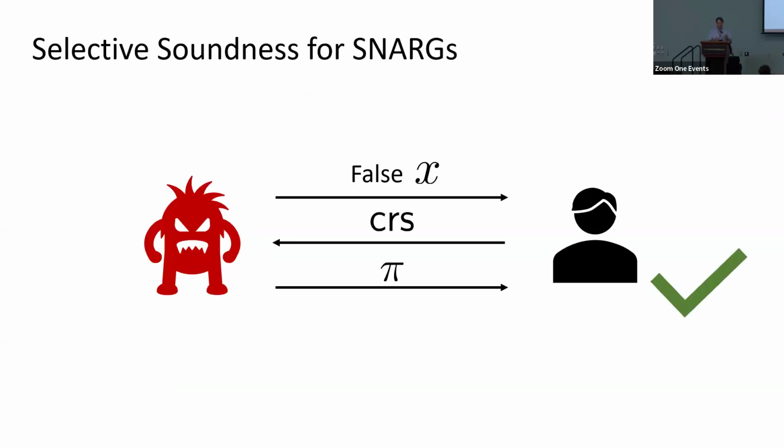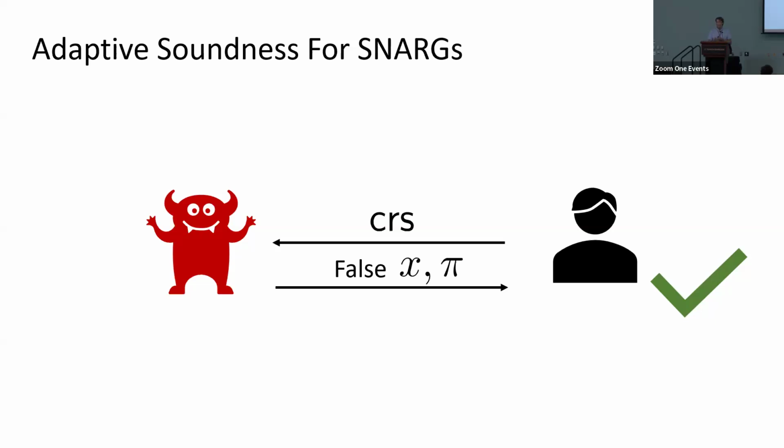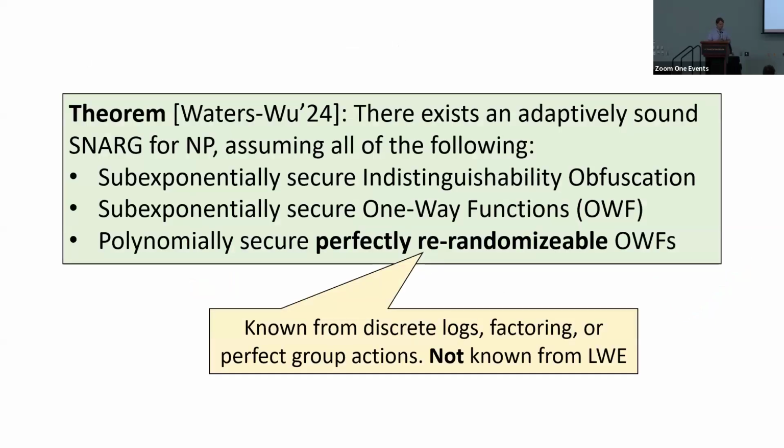As discussed also in the last talk, there are a couple notions of security we might care about for SNARGs. So one is selective soundness. Here, the adversary chooses some false statement X, then gets to see the CRS, and then has to produce a proof pi for that X. But what we really want is adaptive soundness, where the adversary just gets the CRS and then can adaptively choose both the false statement X and the proof pi. So this is going to be our goal.